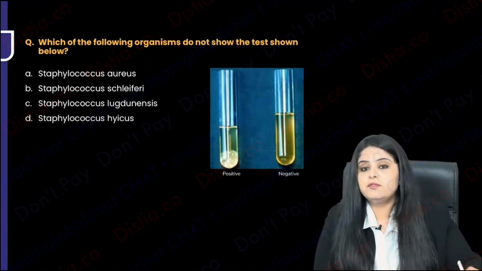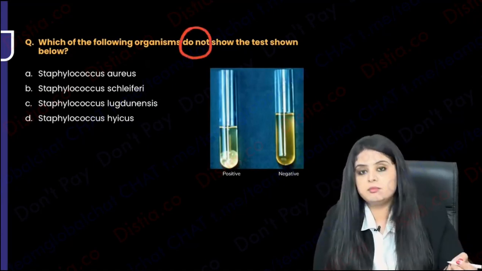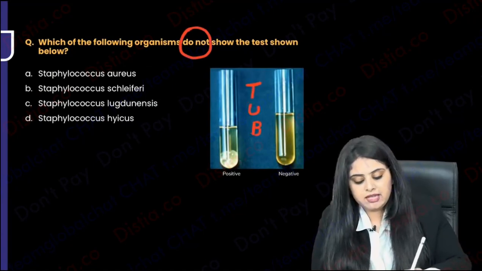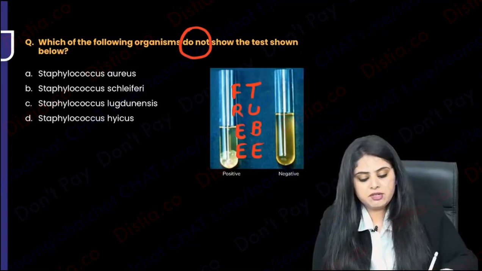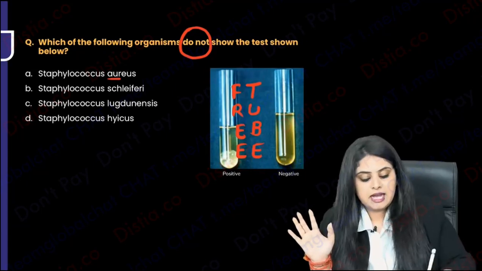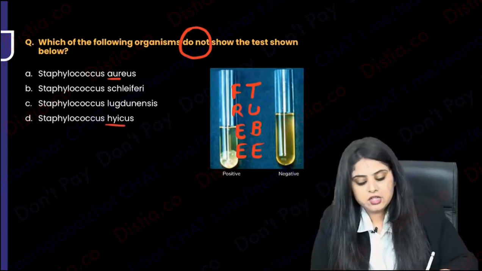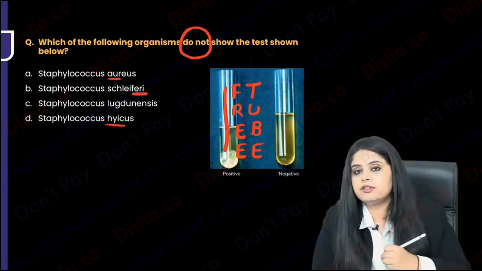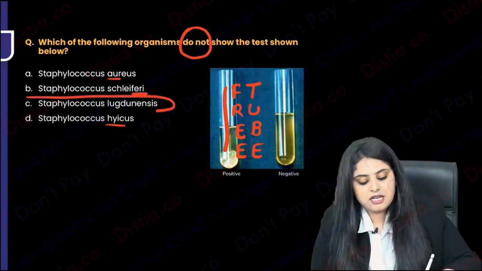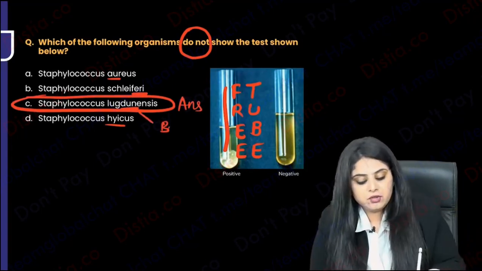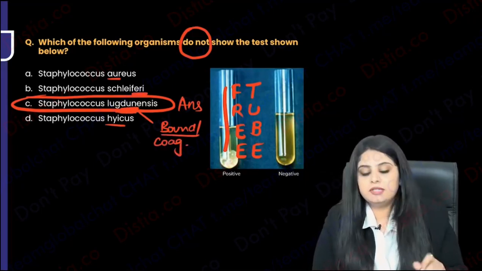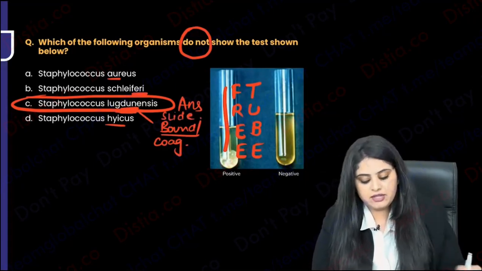Moving on to the next. Which of the following organisms does not show the test below? Which test is it showing? Tube coagulase. Tube's other name has 4 letters, so free coagulase test. Okay, free. So in free, first tell me, Staph aureus, ma'am, shows both tube and slide. Then hyicus intermedius, they show both. Then Schleiferi has free, so this also definitely shows free. But Staph lugdunensis usually either doesn't show coagulase, and if it is going to show coagulase, it is going to be bound coagulase, right? Bound, because I told you lugdunensis is like bound. Bound means 5 letters, the slide coagulase test.